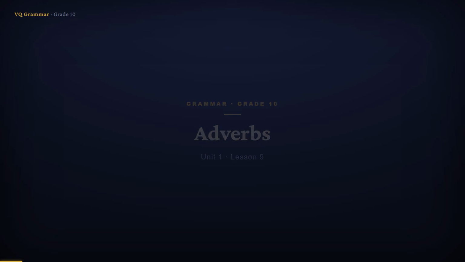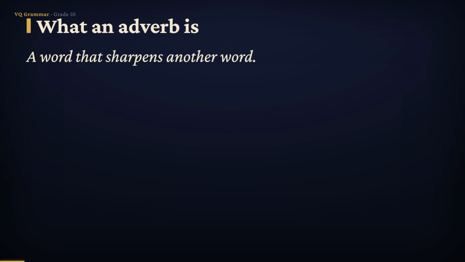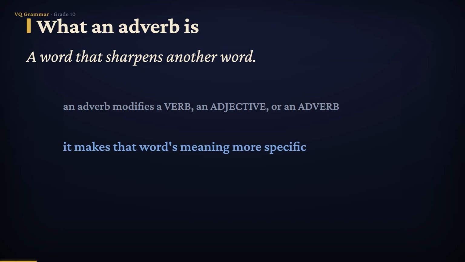Let's get started. Let's start with the definition, and I want you to hold on to every piece of it. An adverb is a word that modifies a verb, an adjective, or another adverb. Modify just means change the meaning a little. An adverb takes the word it lands on and makes its meaning more specific. Run tells you what happened. Ran quickly tells you how it happened. And the way an adverb sharpens a word is by answering one of four questions: how, when, where, or to what extent.